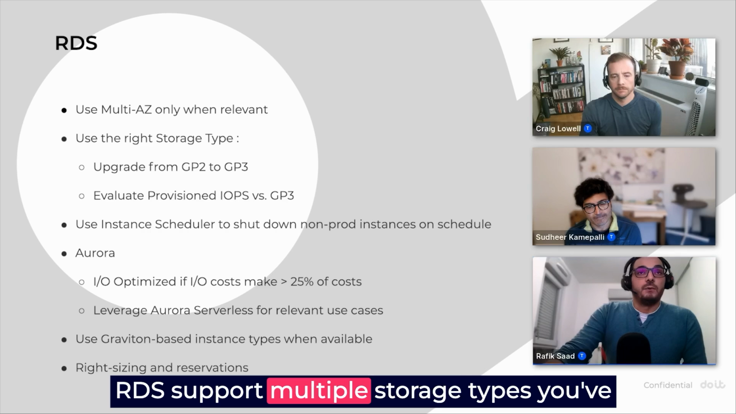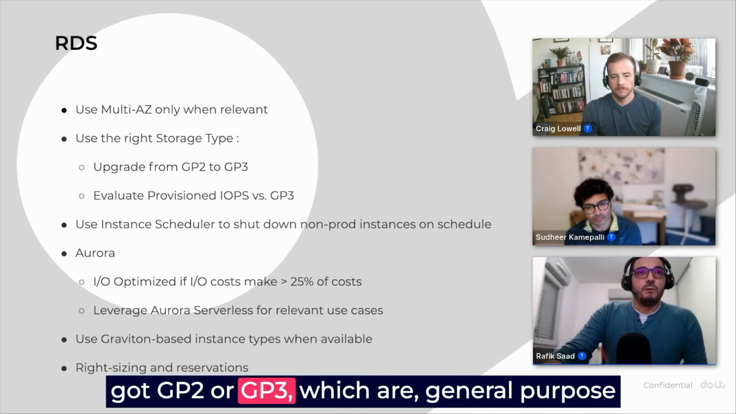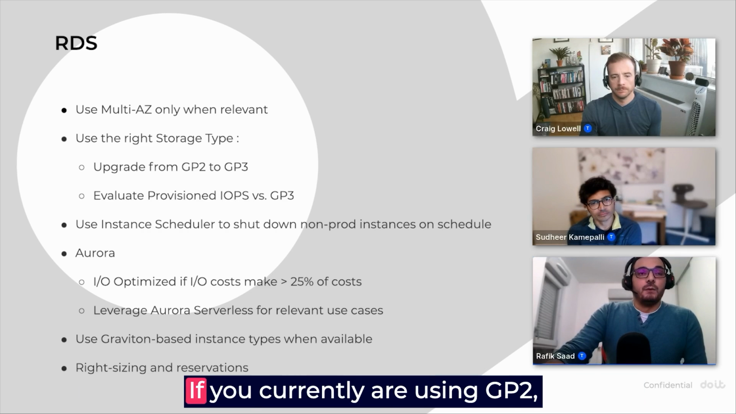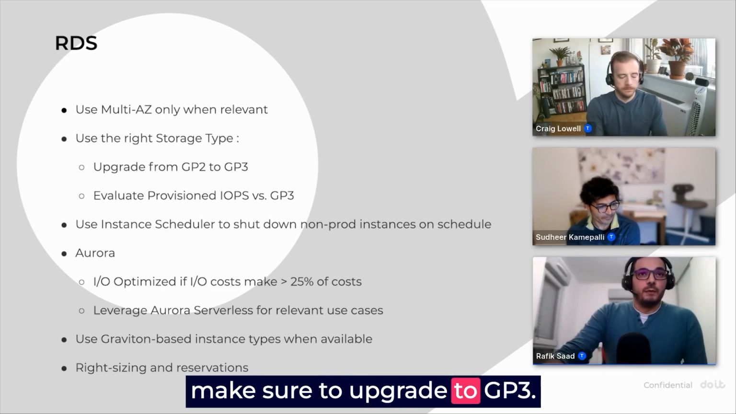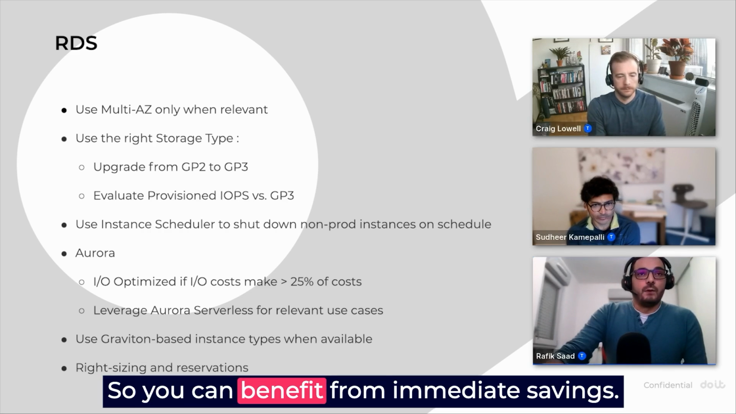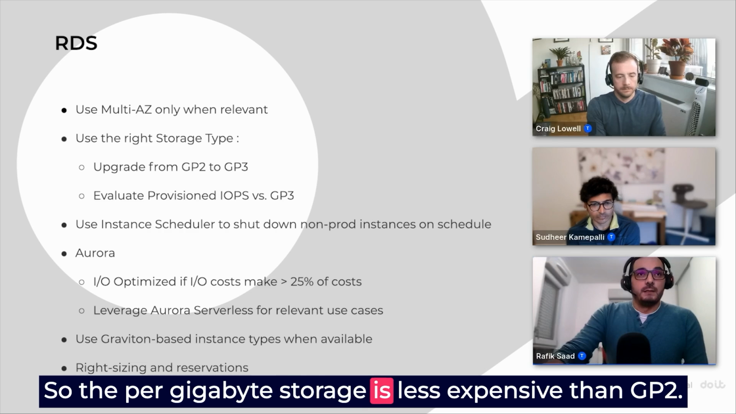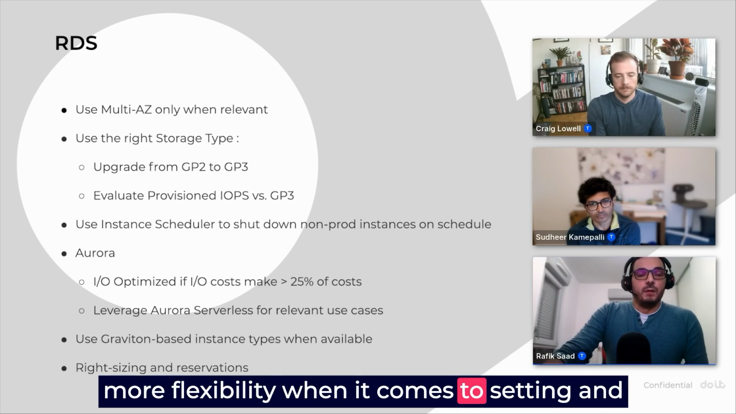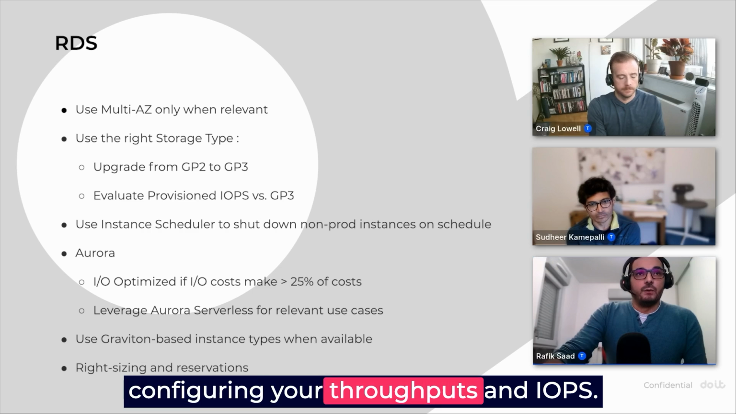RDS supports multiple storage types. You have GP2 or GP3, which are general purpose storage types, and you have provisioned IOPS. If you are currently using GP2, make sure to upgrade to GP3 so you can benefit from immediate savings. The per gigabyte storage is less expensive than GP2, but it also gives you more performance and more flexibility when it comes to configuring your throughput and IOPS.